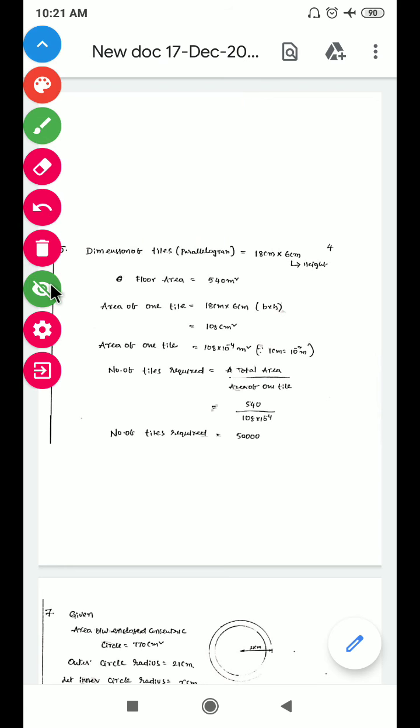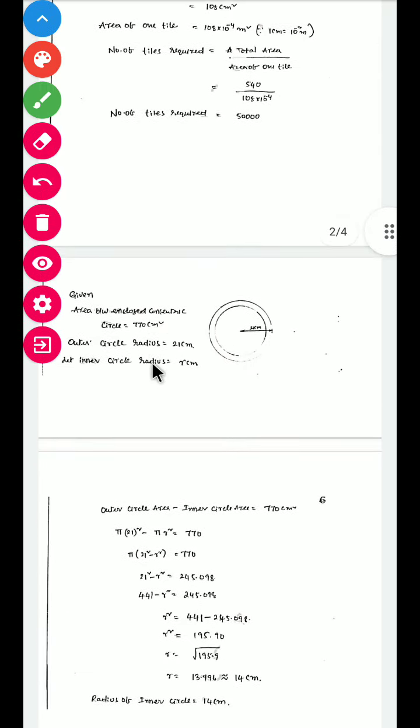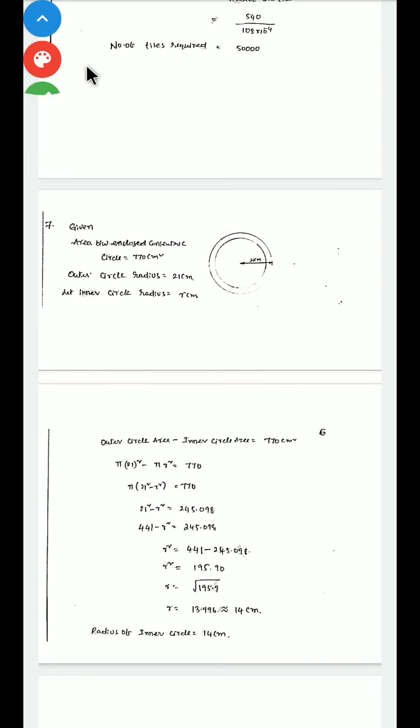Now go to our next problem, question number 7. In the adjoining figure, the area enclosed between the concentric circles is 770 centimeter square. If the radius of the outer circle is 21 centimeter, calculate the radius of the inner circle. So suppose this is the circle and this is the inner circle.